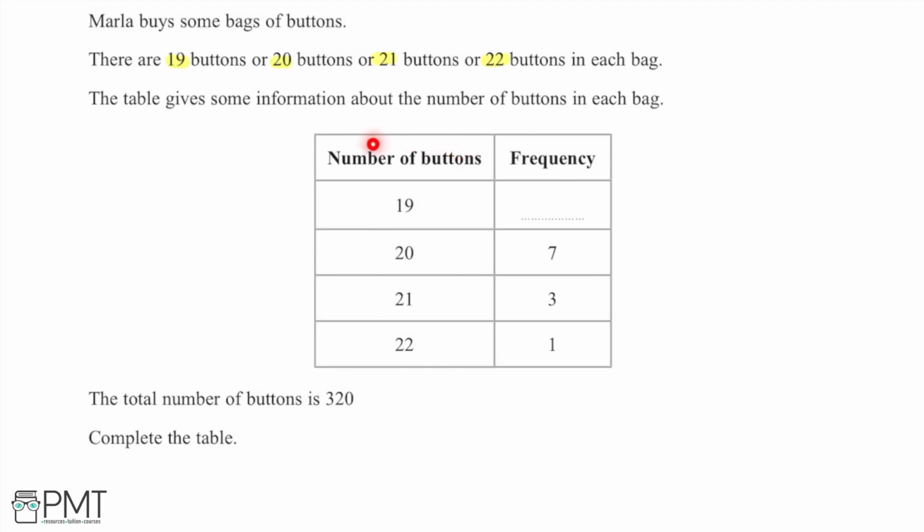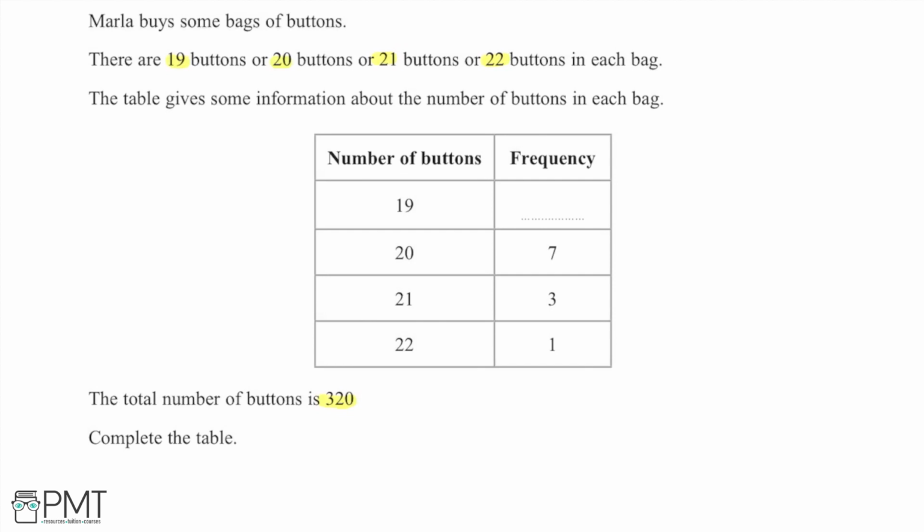So in this column here we have the number of buttons in each bag, so the bags with 19 buttons, 20, 21, etc. And then we have the frequency in the right hand column, and this is the number of each type of bag that we have. So for example, there are 7 bags which have 20 buttons in. We're then told that the total number of buttons is 320, and we're asked to complete this table.